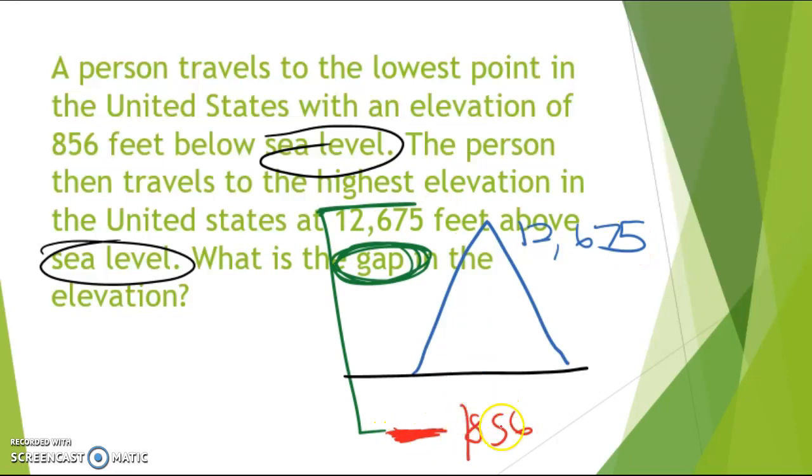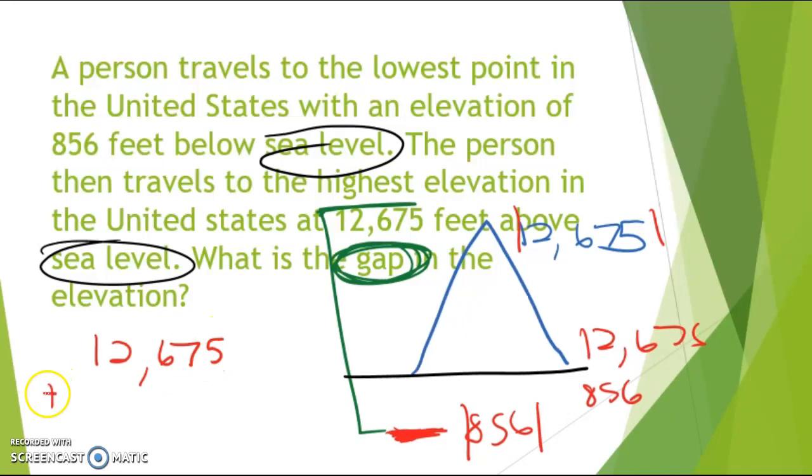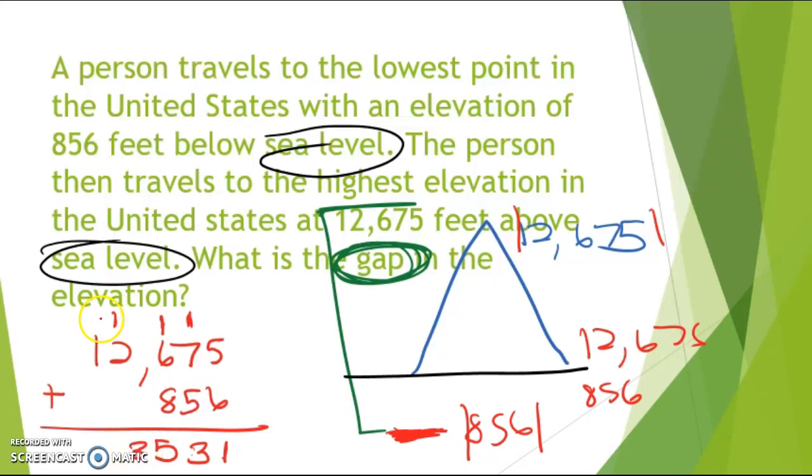So the absolute value of 856 is 856. Absolute value of this number is 12,675. So to find the gap, you can add those together. Let me do that over here. 12,675 plus 856. 11, carry the 1. 13, carry the 1. 15, carry the 1. 3, and 1. So our answer is going to be 13,531 feet is the gap in between the two.